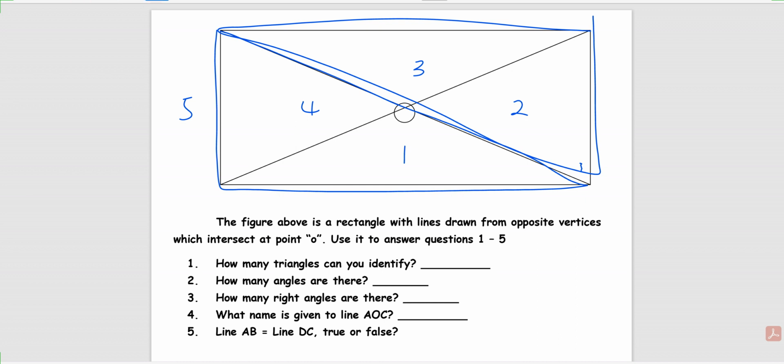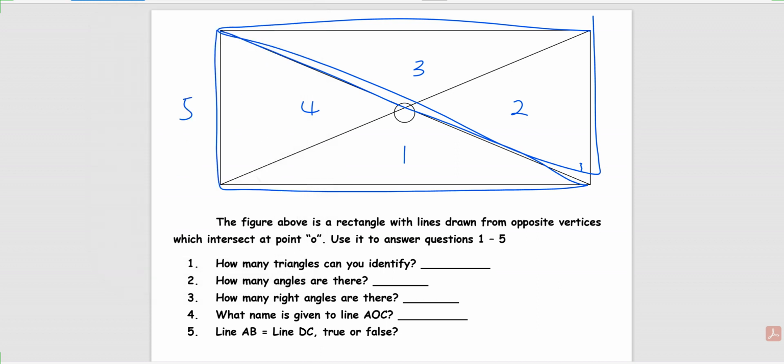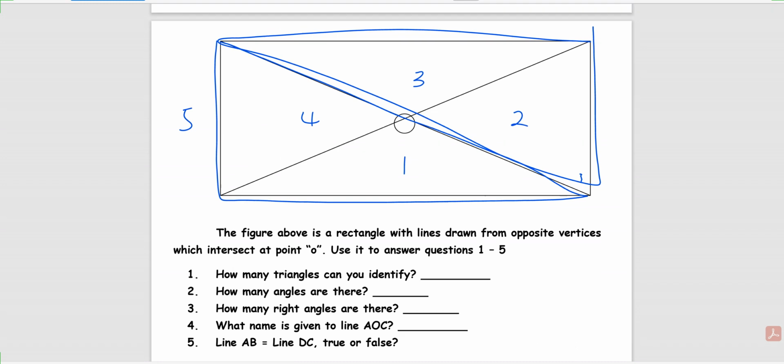Now, how many angles are there? Angles are where two lines meet. And if you look at it, this is a line which meets here. So now, like I said, using the other side, we have 8 triangles.